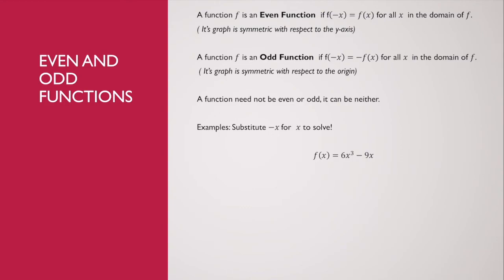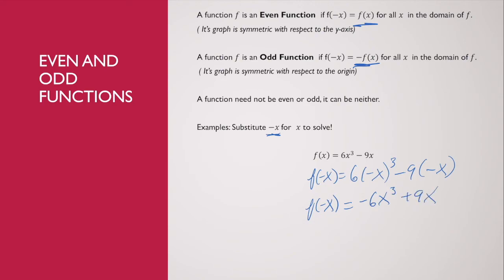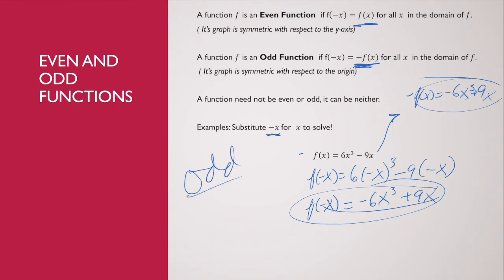Let's try this again. If I have f of x equals 6x cubed minus 9x, I'm going to substitute in negative x, and then I'm going to look at my result to determine whether my function is even or odd. So I have f of negative x equals 6 times negative x cubed minus 9 times negative x. So f of negative x equals negative 6x cubed plus 9x. Notice that this is negative f of x. If I put a negative in front of my f of x, I'd get negative 6x cubed plus 9x. So this is an odd function.